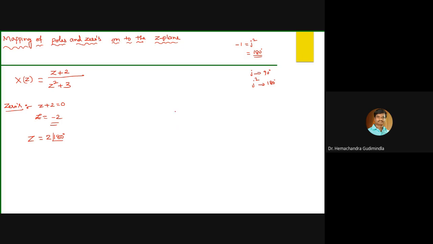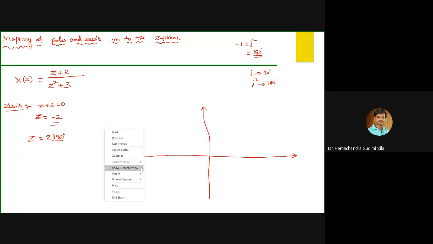Now, first I will draw the Z plane. This is the Z plane. What is the radius of the circle? The radius of the circle is 2. Now the phase angle is 180 degrees. This is 0, this is 90, and here is 180 degrees.